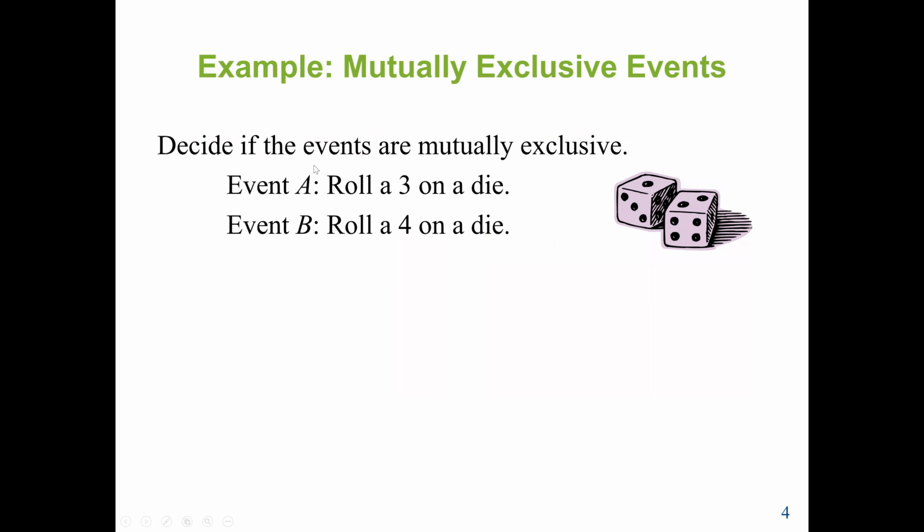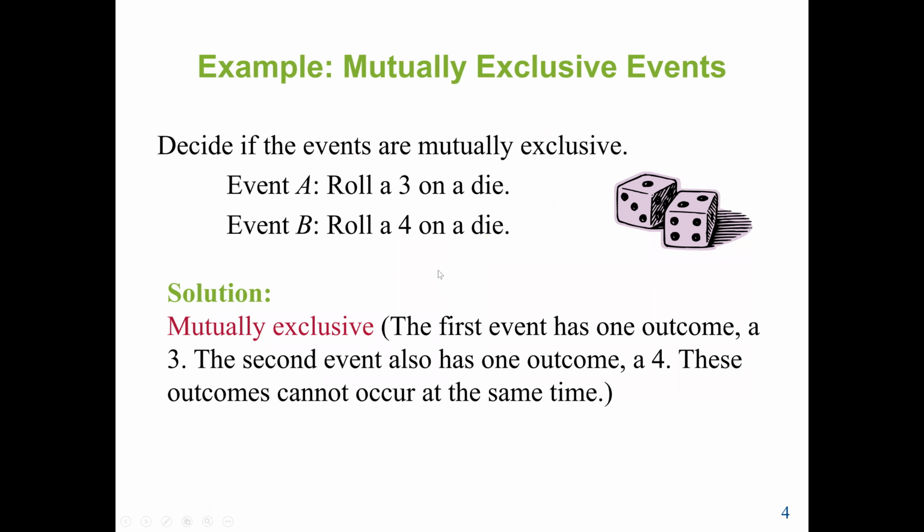So here we're going to decide if the events are mutually exclusive. In the example here, we have event A, we roll a 3 on a die, then event B, we roll a 4 on a die. So the solution here, we will say that they are mutually exclusive because when you roll a die, only one side can come at a time. So there's no way we can have 3 and 4 occurring at the same time.